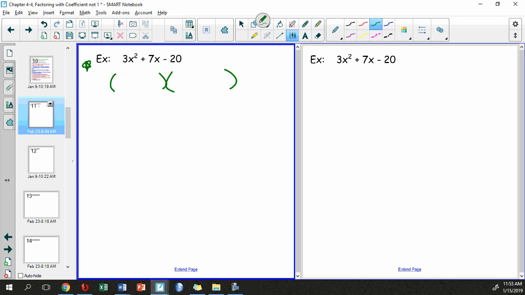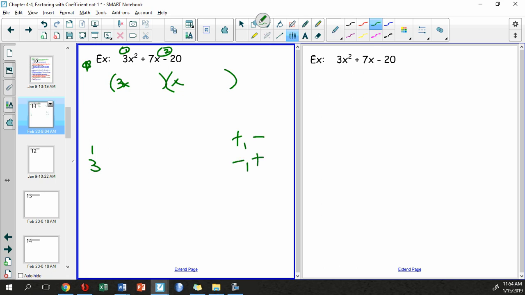How do I find my factors of 3? What are they? 1 and 3. I have no choice but to use 3x and x. Would you agree? Yes? Step 2. I need a negative outcome. How do I get a negative outcome? My signs must be opposite. I either need a plus minus or a minus plus.